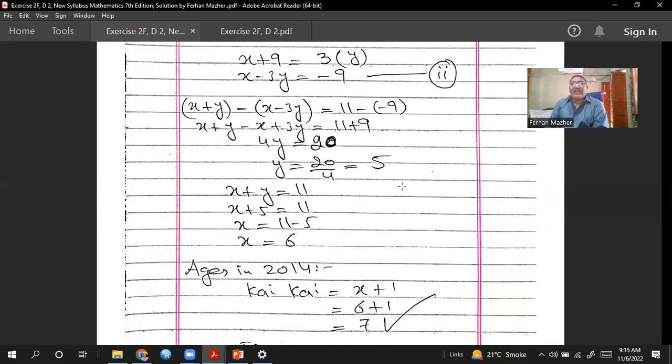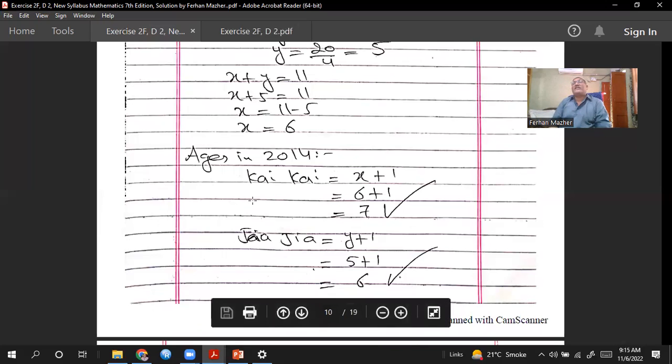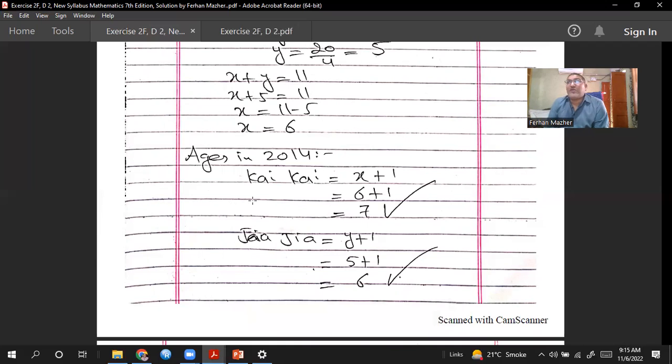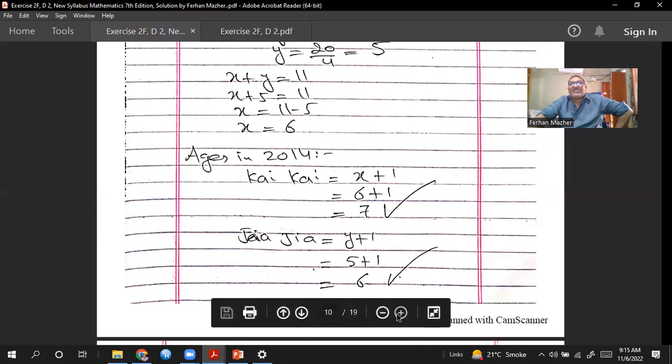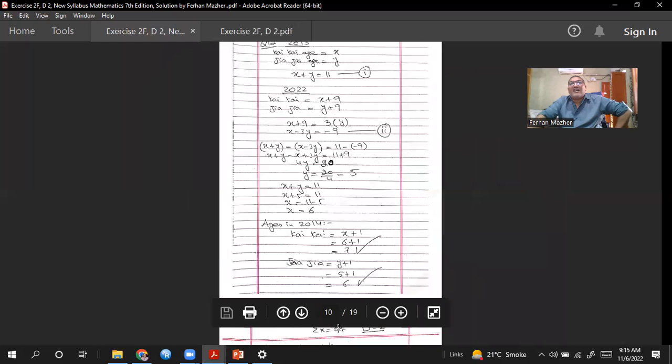So the ages in 2014: Kai Kai will be X plus 1, and that will be 6 plus 1, that will be 7. Jia Jia's age will be Y plus 1 in 2014. In 2013, her age was Y. So it will be Y plus 1. So Y is 5. So 5 plus 1, that is 6 years. So this is how you will do this question. I hope you understand this question. A little tricky question.